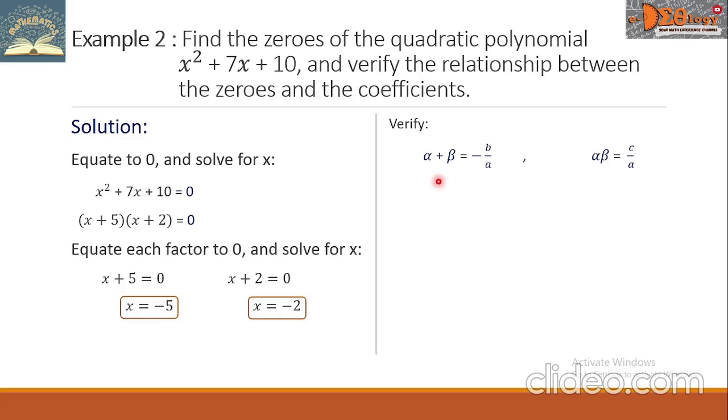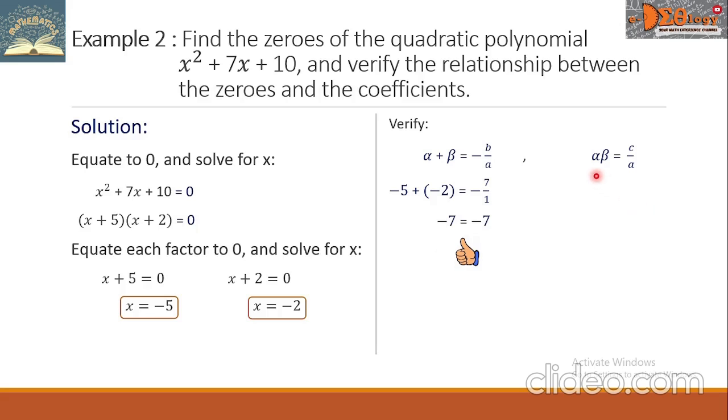Now let us verify the relationship. First is the sum relation. Alpha plus beta equals negative b over a. Let us substitute the corresponding values. Negative 5 plus negative 2 equals the negative of b, which is 7, over a, which is 1. The left side is negative 7, equals the right side, which is negative 7. So the first relation is verified.